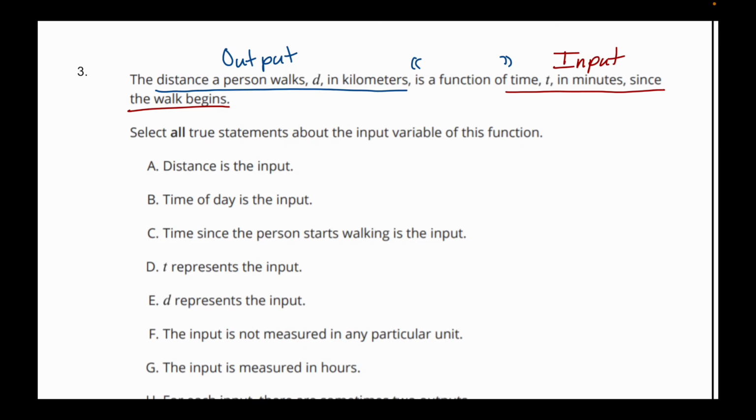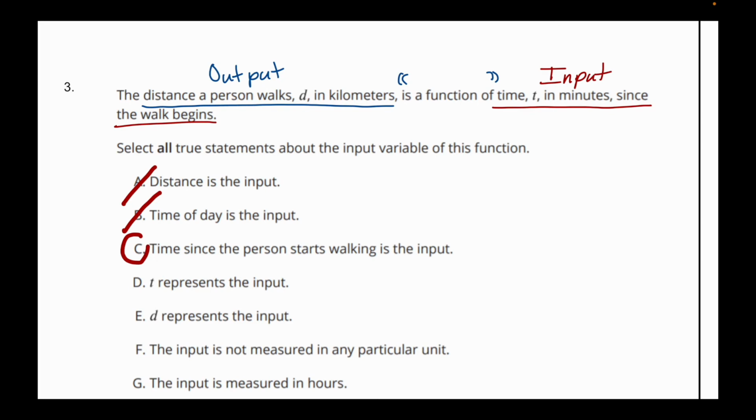Well, I would disagree because I just identified time, t, in minutes. So we're going to say, nope, this one is not the input. Time is our input, but part B says time of day is the input, and that's not true because it's time, t, in minutes since the walk began. So choice C, this one seems accurate. Time since the person starts walking is the input. Yes, I would agree with this one. Time since they started walking is our input.